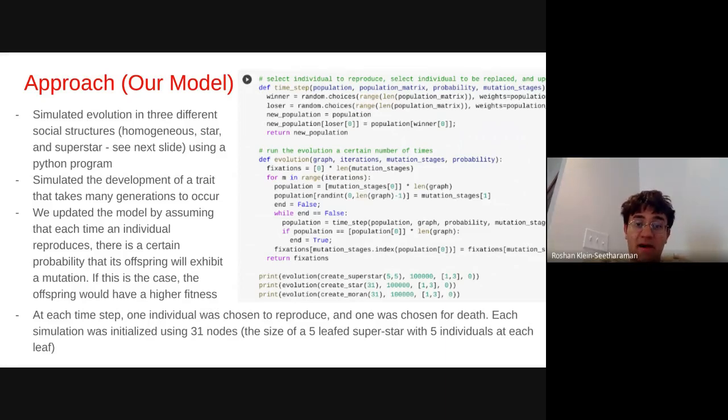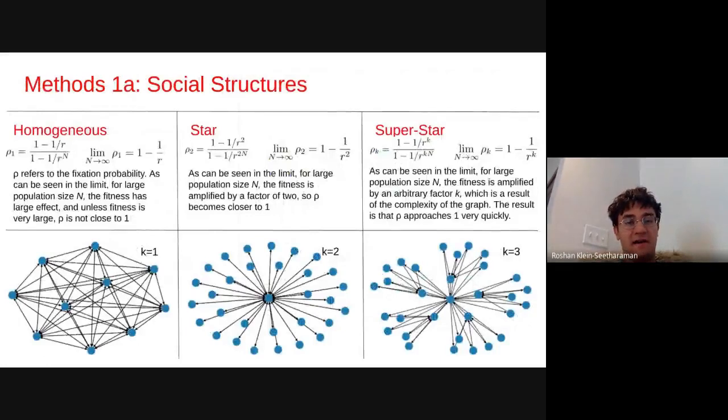And so a bit on the specifics of what we tested, we used 31 nodes in each population structure, which may seem like an arbitrary number. And the reason we did that was because one of the structures, called the superstar, has very specific parameters that lead to these sort of strange round numbers.